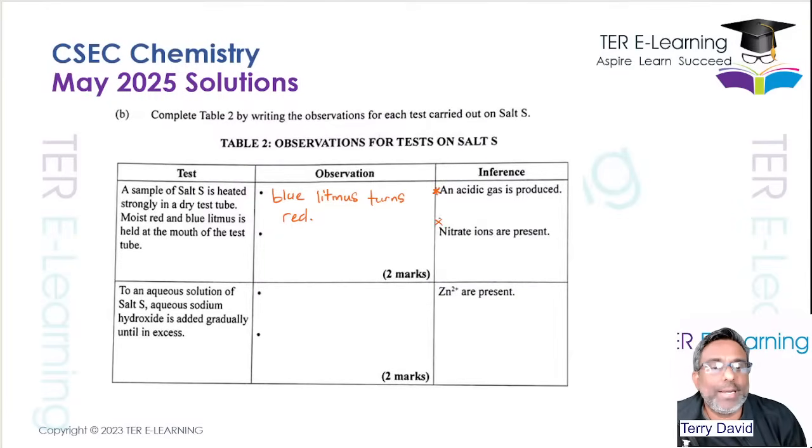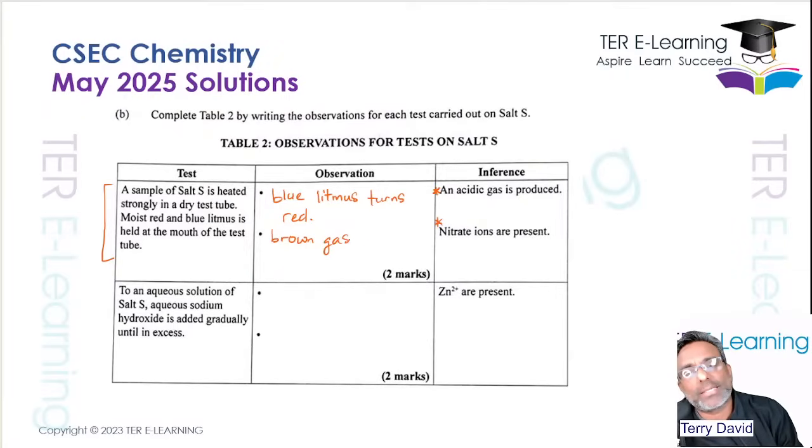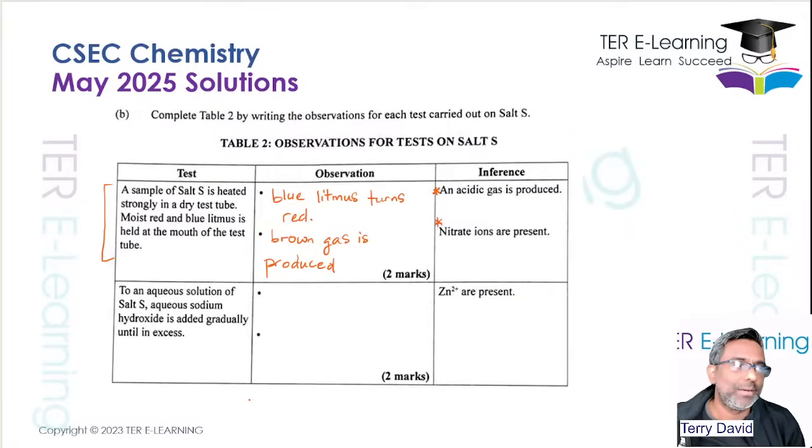The next thing that they have here is that from the inference, nitrate ions are present. Now, if you look at the test here, all it did was heat this thing here. So the only thing that could tell us that's a nitrate is that you would have gotten a brown gas produced here. And that brown gas here is nitrogen dioxide. That's what you could say here. So we're only looking at the observation. So the observation here will be a brown gas.